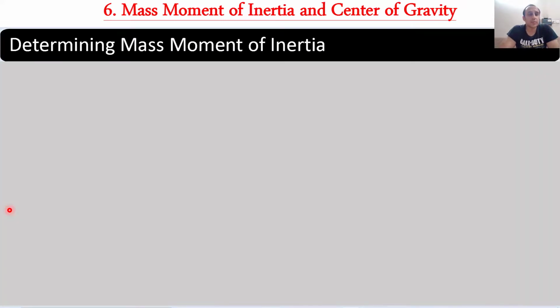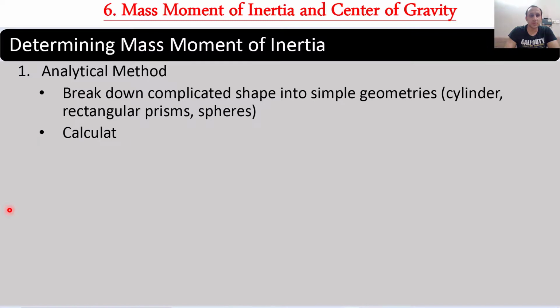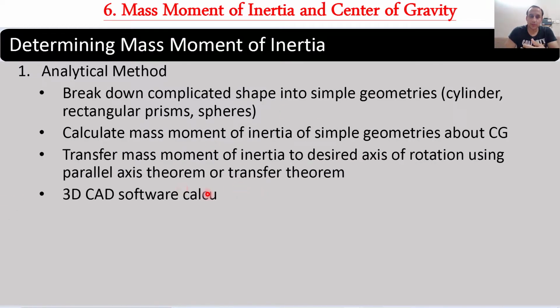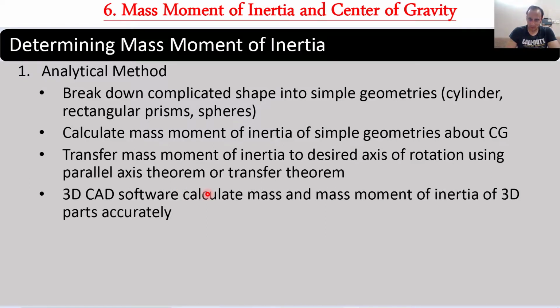The next one is once again determining mass moment of inertia. There are two methods with which we can calculate it. One method is the analytical method, which we just discussed, with which we calculated the mass moment of inertia of the hammer. The steps we already followed are mentioned here. You can also calculate the mass moment of inertia of any body, part or machine with the help of CAD software.